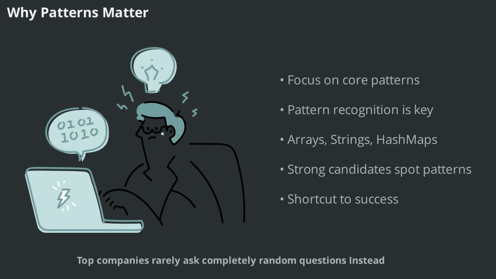Companies rarely ask completely random questions. Instead, most interview problems revolve around a handful of core patterns: arrays, strings, hashmaps, sliding windows, stacks, queues, and two-pointers. The real difference between average and strong candidates is not intelligence, but the ability to recognize these patterns quickly. In this video, we'll break down each pattern with real interview questions so you can see exactly how to approach them. Understanding these patterns is your shortcut to interview success.